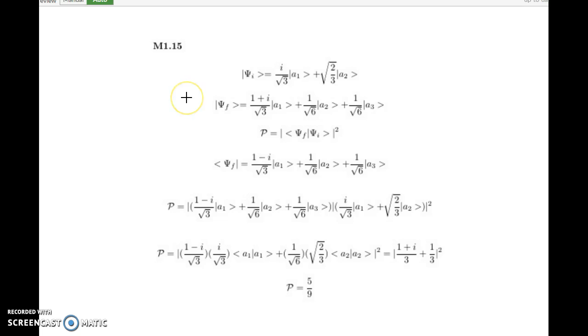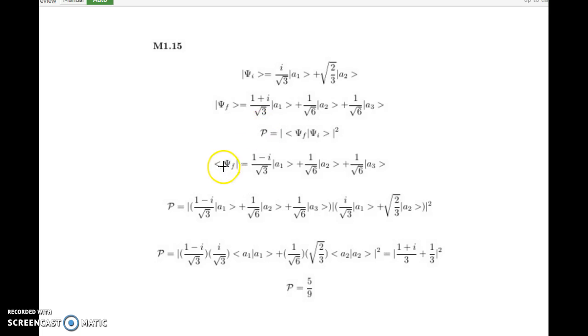And then it asks you to find the probability that the final state will be 1 over plus i over square root of 3 ket A1 plus 1 over square root of 6 ket A2 plus 1 over square root of 6 ket A3. So the probability of getting psi_f with psi_i is found by doing that modulus squared.